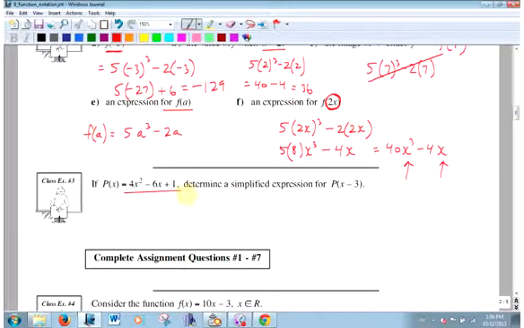Okay. A little bit bigger, a little bit uglier, but it's exactly the same procedure. This is a function p of x. I don't know what it means, but it means something. I don't want p of x, I want p of x minus 3. Everywhere where there's an x, I put in x minus 3 in its place. So I have 4, not x squared, x minus 3 squared, minus 6 times x, but not x, x minus 3, plus 1.